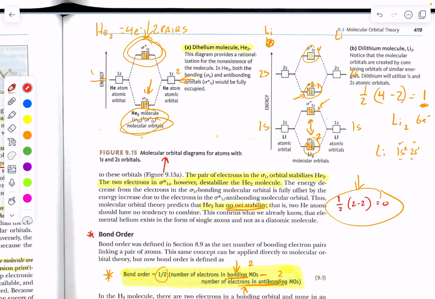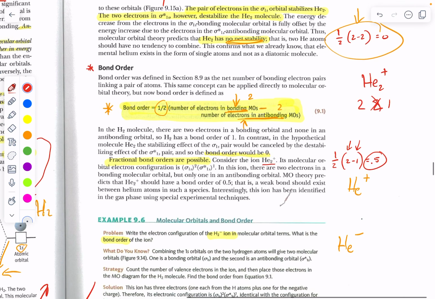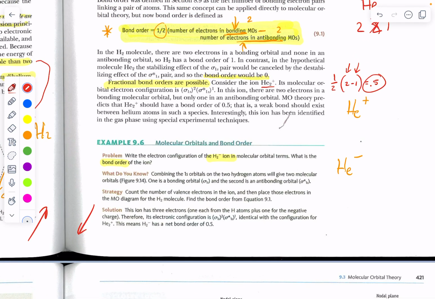So if we're talking about He2 with a plus sign, that's going to be a total of 2 electrons from the first helium and 2 electrons from the second helium, but a positive charge means we remove 1 electron. So we have to take our 4 electrons and subtract 1 to get our 3. And so that's going to get rid of one of these electrons up here. And so we're going to have our 2 bonding electrons minus our anti-bonding electron times 1/2 is going to give me a 0.5.